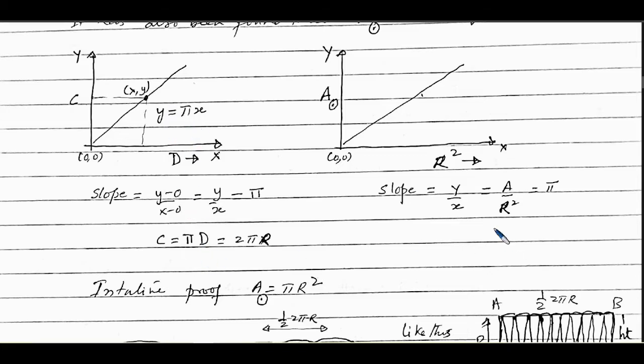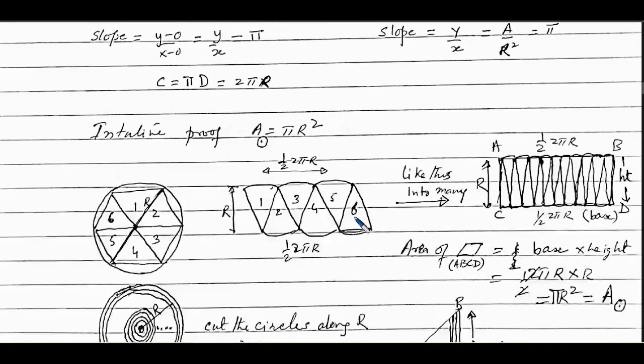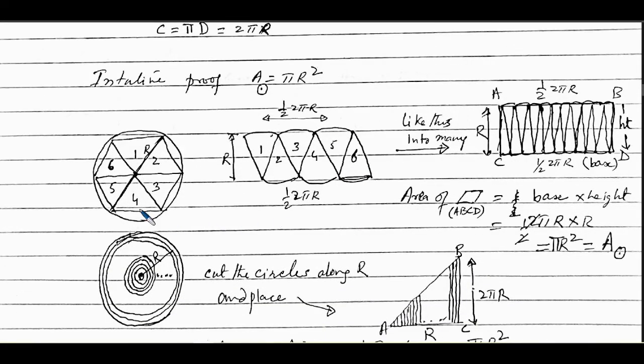So similarly here, slope also is y by x. So y by x is what? In the x axis, A by r square, that is pi. Or C is equal to pi into d, 2 pi r. But intuitively, how do you prove that the area of a circle is pi r square? Here we have shown.